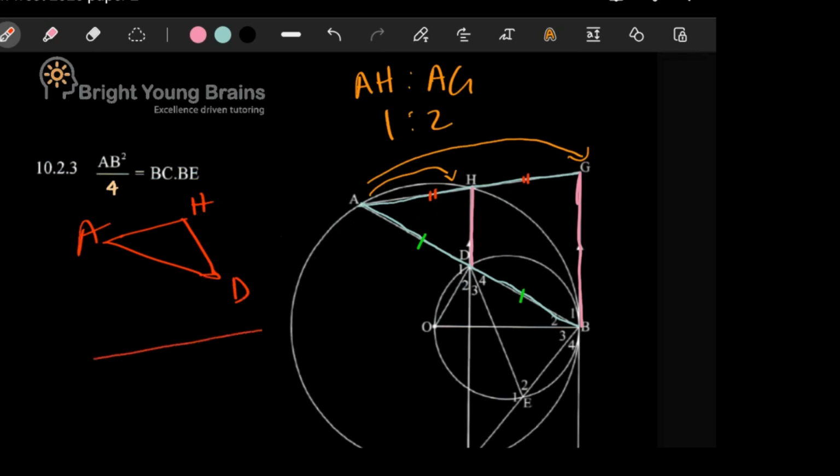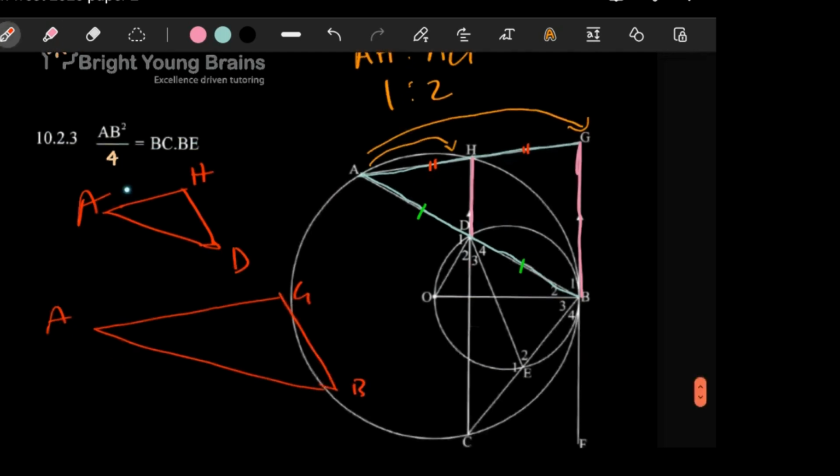And you also have triangle AGB. Triangle AGB here. You see. Now, the idea is, as long as you know that the ratio between AH and AG is 1 to 2, it means that the ratio between any other side is also going to be 1 to 2, meaning the ratio between GD and GB is also going to be 1 to 2, because that's just how similarity between triangles works.